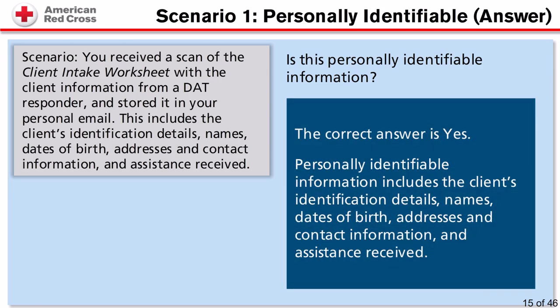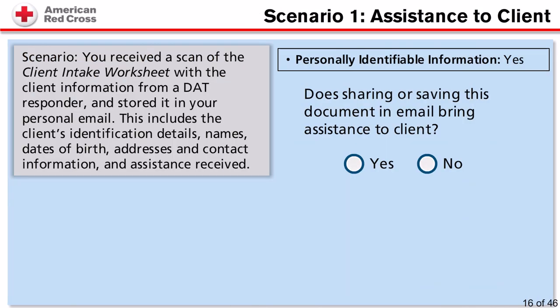The correct answer is yes. Personally identifiable information includes the client's identification details, names, dates of birth, addresses and contact information, and assistance received. Does sharing or saving this document in email bring assistance to the client? Yes or no?